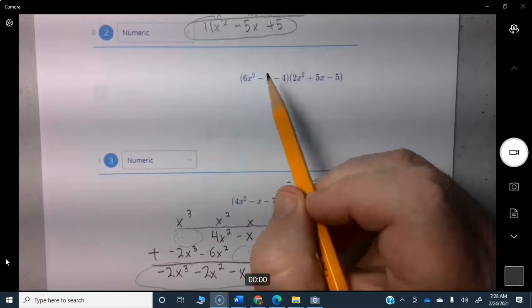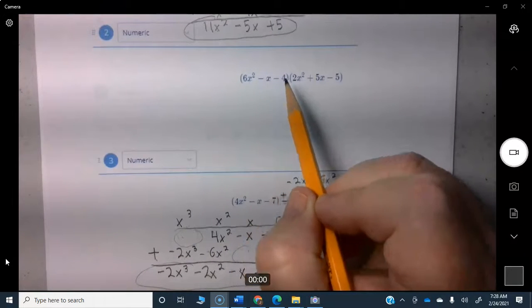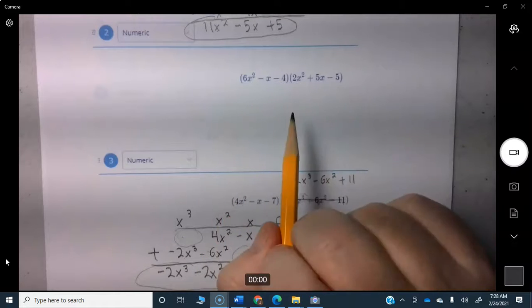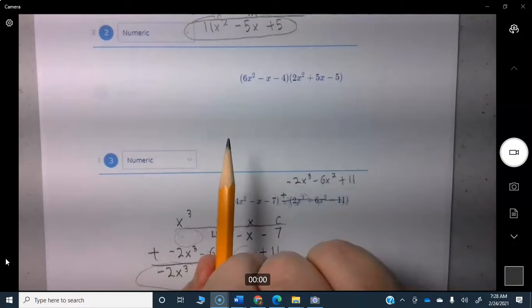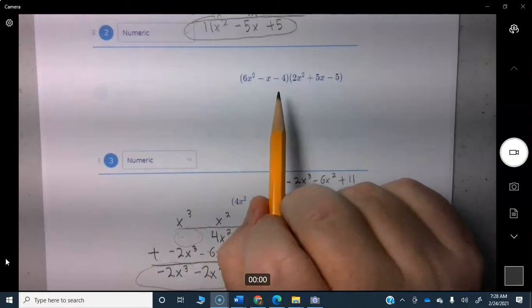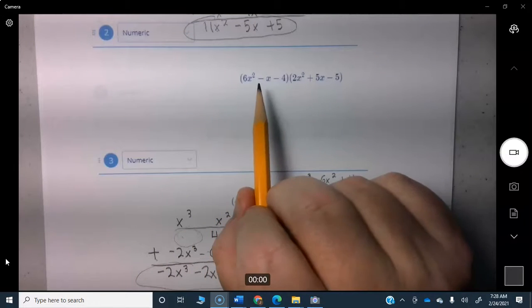Alright, so you're multiplying two 3-term polynomials. 1, 2, 3 terms. 1, 2, 3 terms. Okay, so how do you do that? The best way to do these is to make a grid.